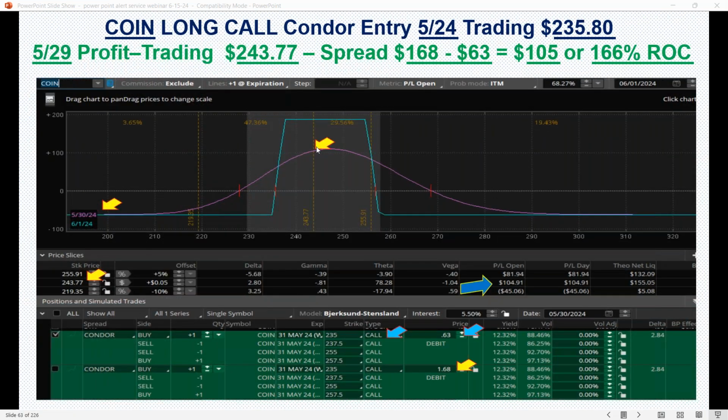And then I ended up getting out right here on the 30th, the day before expiration. Boom. If we had waited the next day, but I decided to get out earlier because this thing was just kind of looking like it might drop. So got out right there, the day before. It was trading at 243.77. So the spread went from $63 to $168. We had $105 profit, 166% return on that trade.